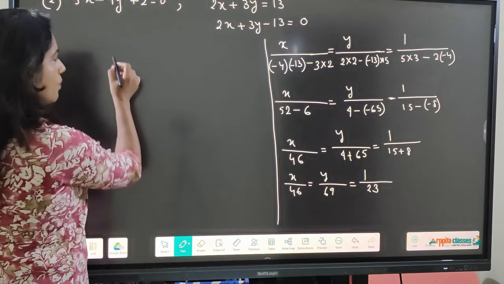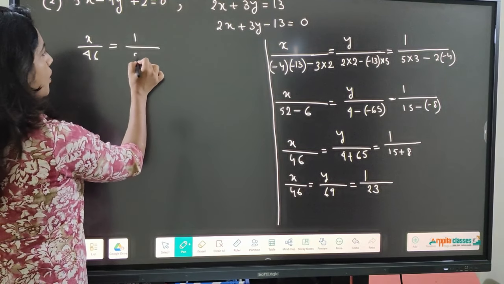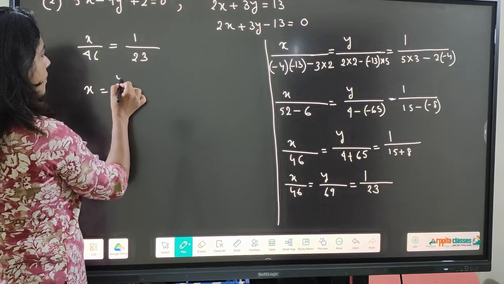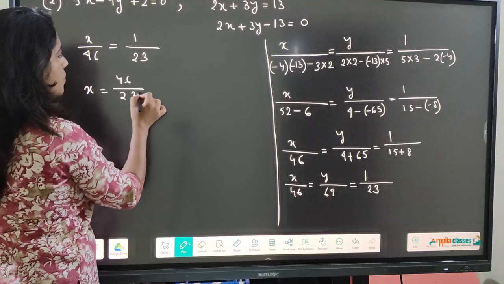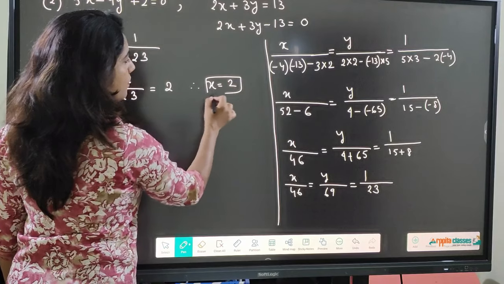Okay, so we'll write x upon 46 is equal to 1 upon 23 first. Now we'll get 46 that side. So x is equal to 46 upon 23. So the value is 2. Therefore, we get x is equal to 2. This is one of the variables.